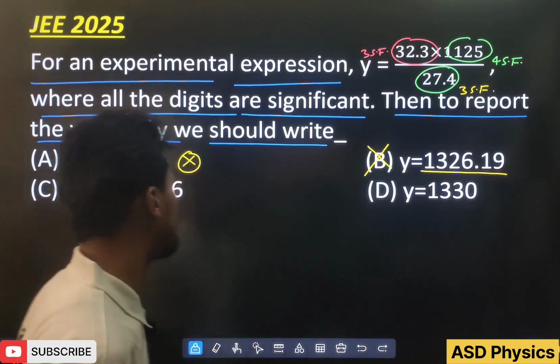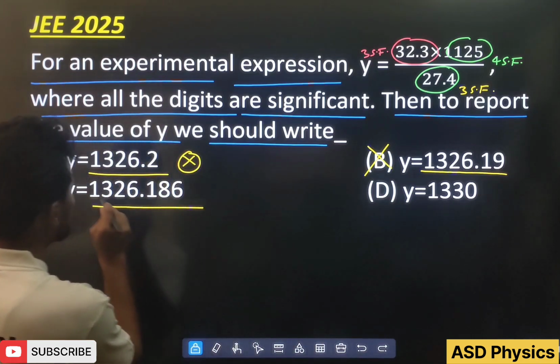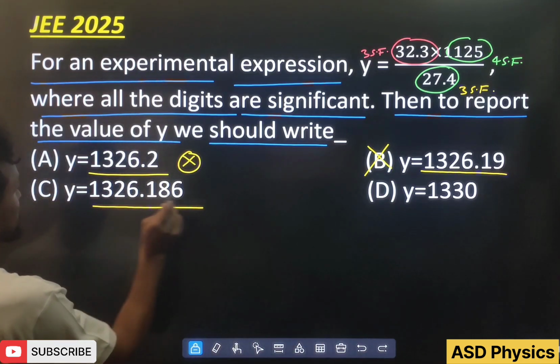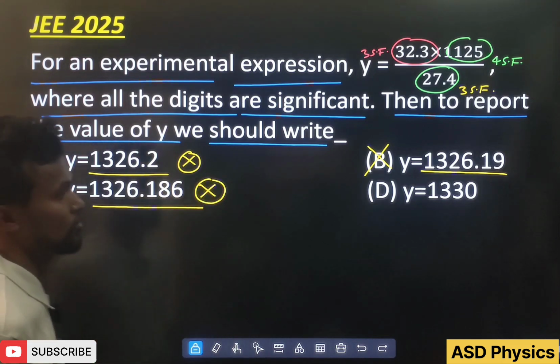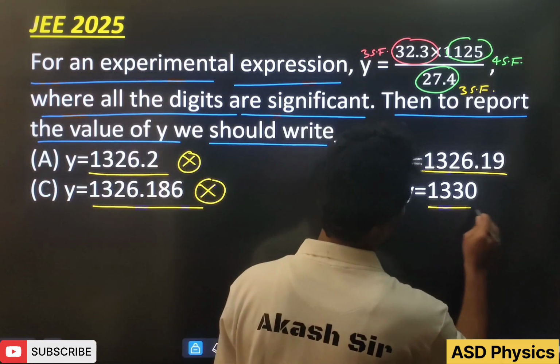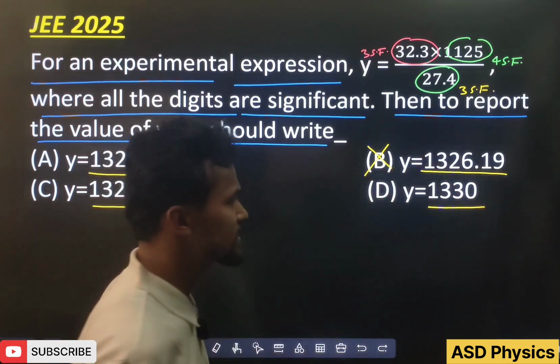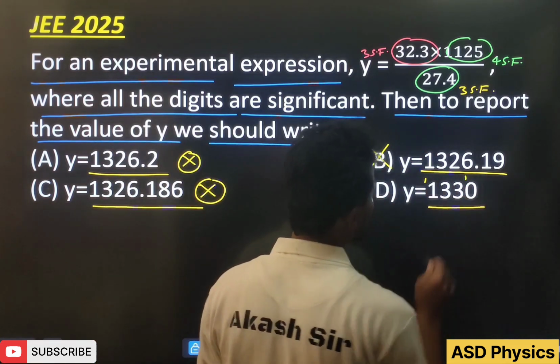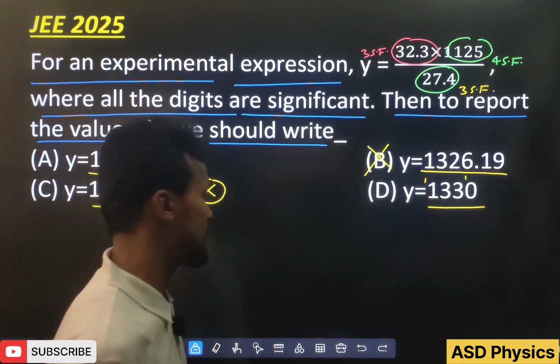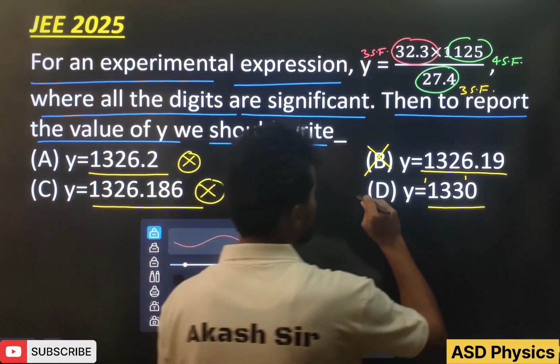That means this is also wrong. Here you can see very well, 1, 2, 3, 4, 5, 6, 7 significant figures, that is also wrong. But if you check here how many significant figures are there? Decimal point is not there, trailing 0 is insignificant. That means here how many significant figures are there? 3 significant figures. That means this is the correct answer.